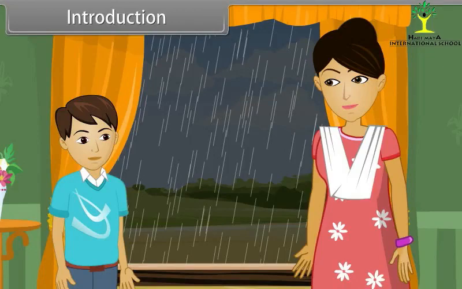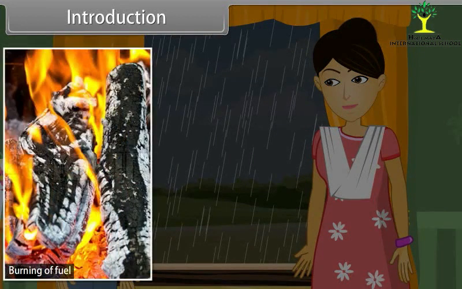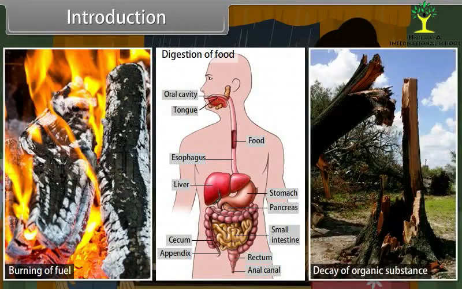Students, redox reactions are all around us. Burning of fuel, digestion of food, decay of organic substances are few examples of redox reactions. Today, we will discuss more about redox reactions.